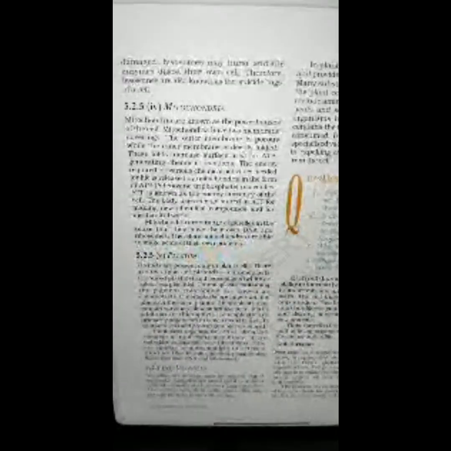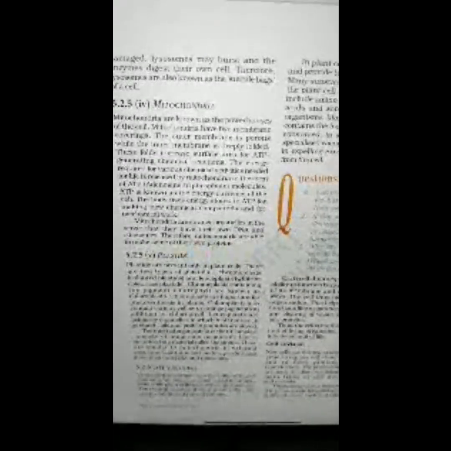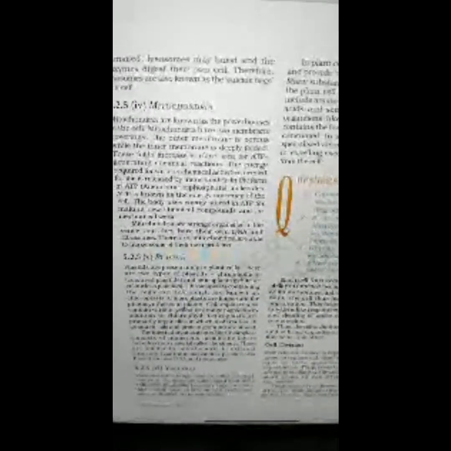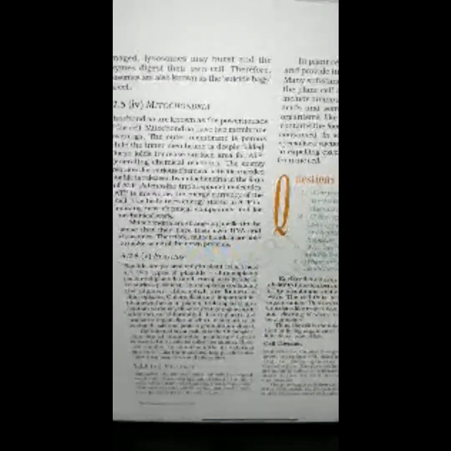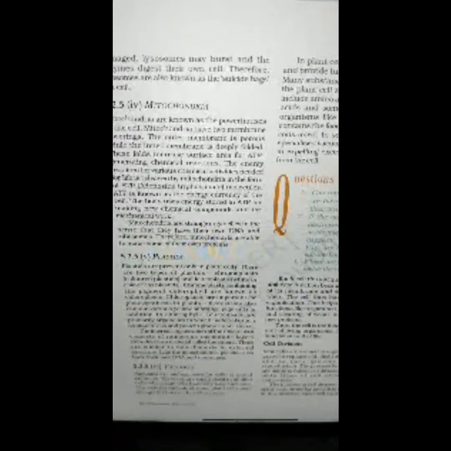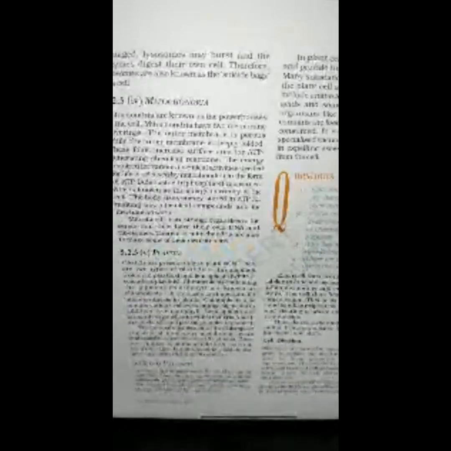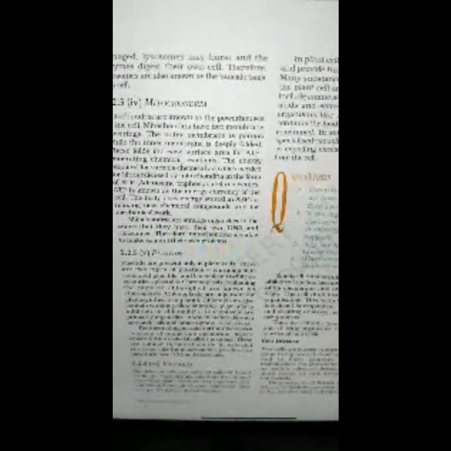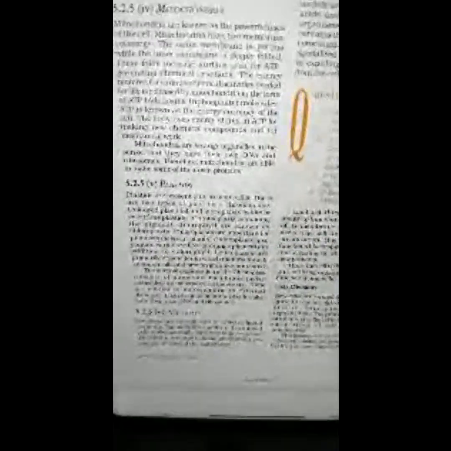The energy required for various chemical activities needed for life is released by mitochondria in the form of ATP, which stands for adenosine triphosphate molecules. ATP is known as the energy currency of the cell. The body uses energy stored in ATP for making new chemical compounds and for mechanical work. Mitochondria are strange organelles in the sense that they have their own DNA and ribosomes. Therefore, mitochondria are able to make some of their own proteins.